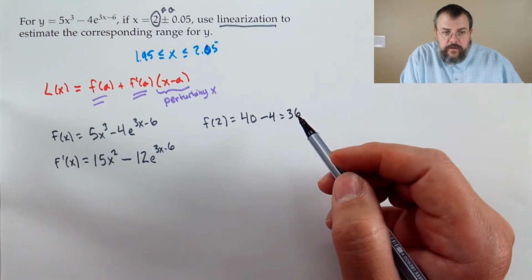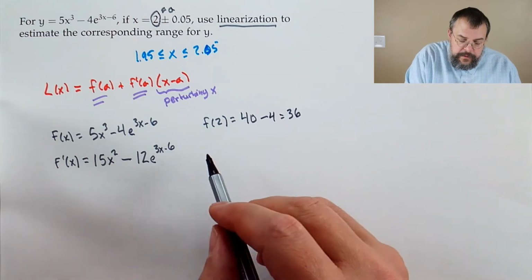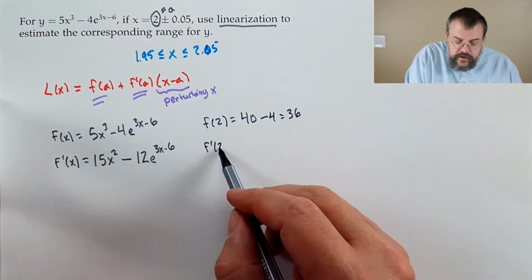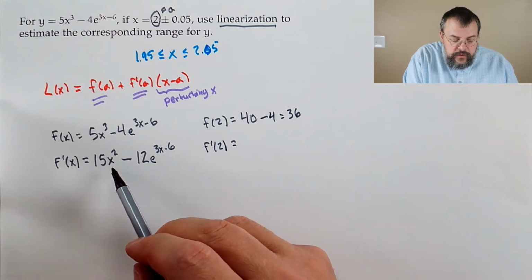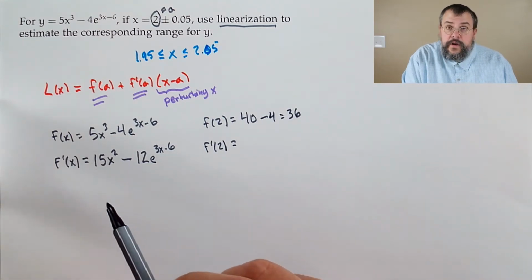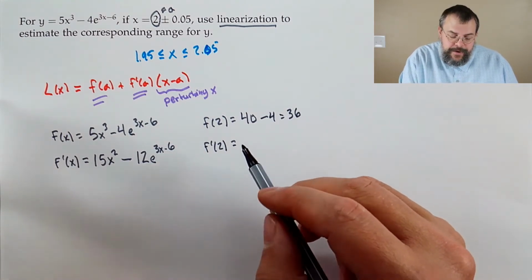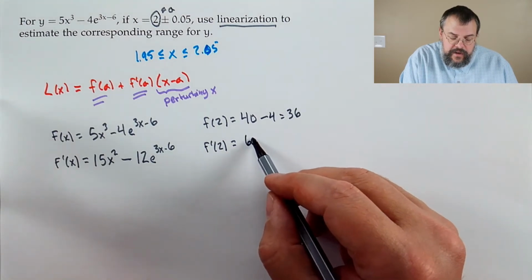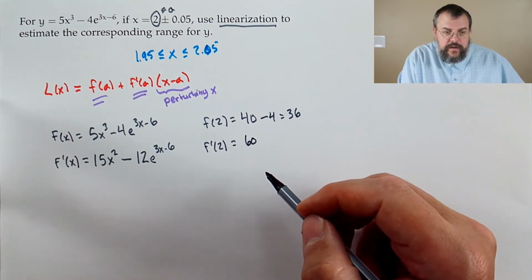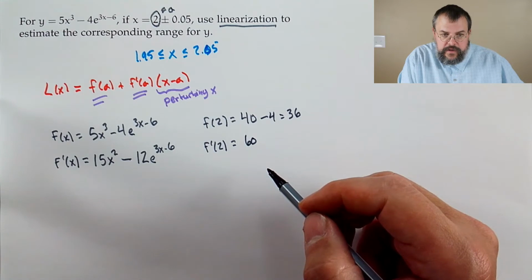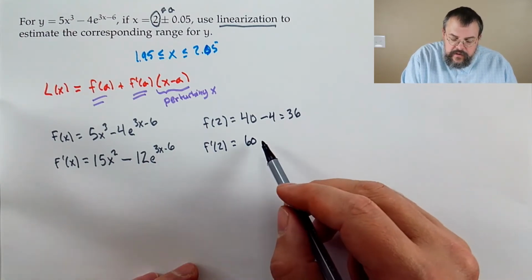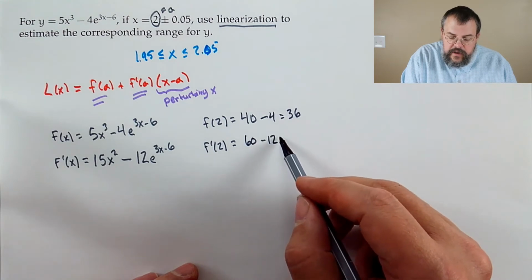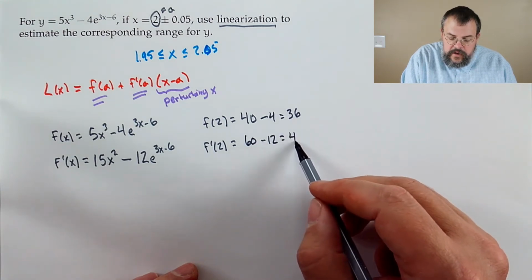All right, well, now f prime of 2. So what is f prime of 2? Again, plug in 2. 2 squared is 4. 4 times 15. Well, that's 60. All right, and then we're going to take 60, and of course we subtract 12, e to the 0 again. So 60 subtract 12, and that would be 48.